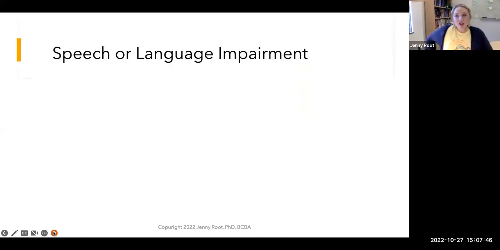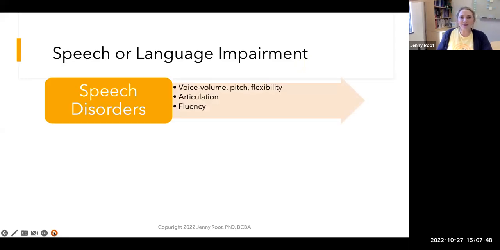So beginning with speech or language impairment. I want to break out what that means. These individuals may have a speech disorder. And so this would be one of the visible disabilities, or a disability that becomes obvious, right? So if someone has a fluency disorder, they may stutter on certain words or certain sounds. This could include an articulation disorder where they may have trouble saying certain sounds, or a voice volume issue where maybe they have more difficulty with flexibility of their speech or the volume at which they talk.